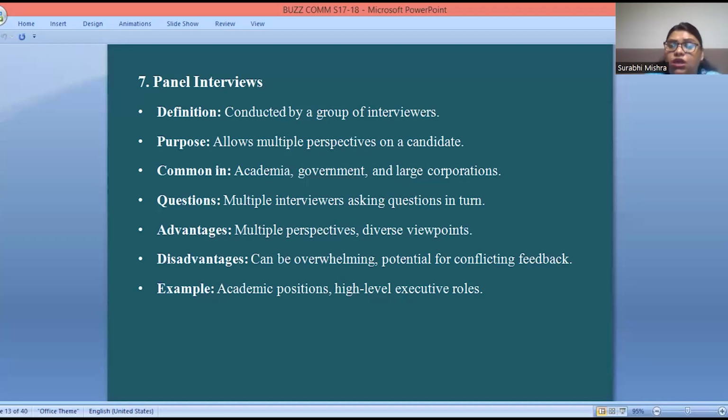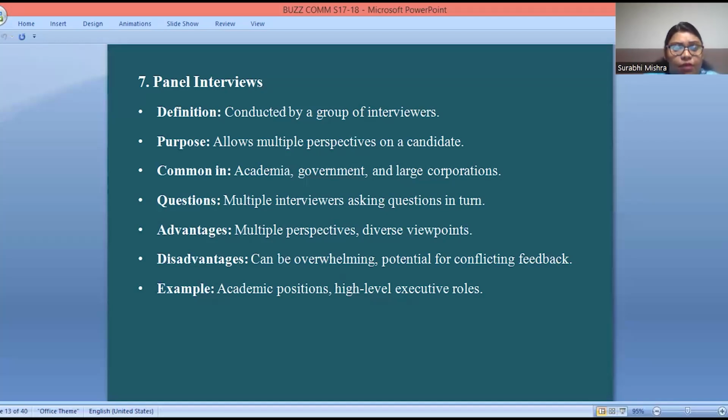The advantage of this type of interview is that they have multiple perspectives and diverse viewpoints, as a number of people are interviewing a candidate. So they may capture all the perspectives of an individual, and at times it can be conflicting. The disadvantages are that it can be overwhelming as there are a lot of people there, and there is the potential for conflicting feedback, as every member is assessing that individual from their own perspective.